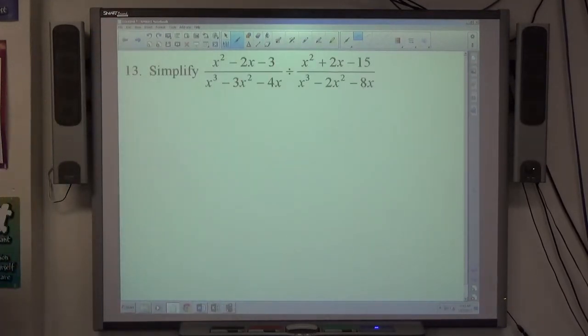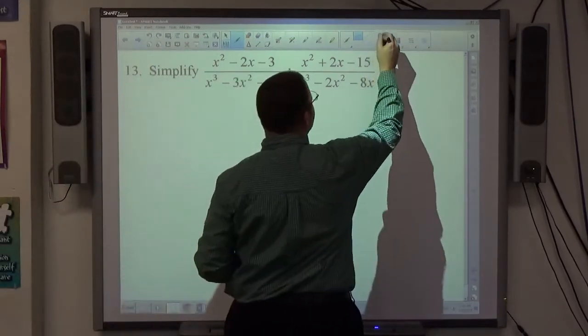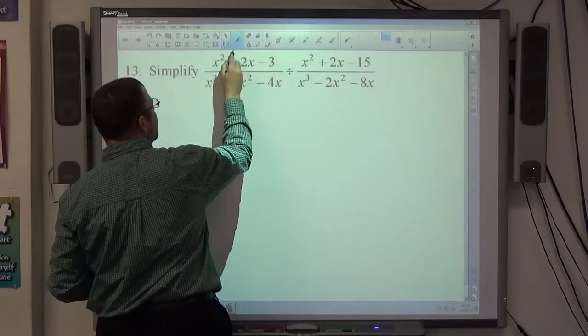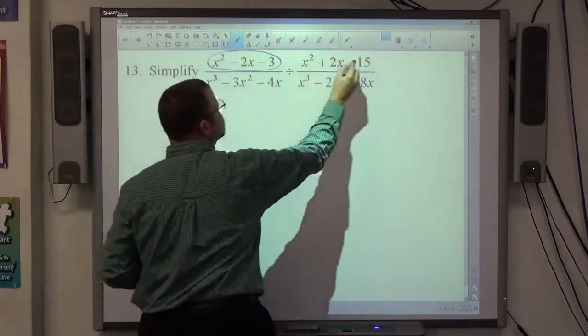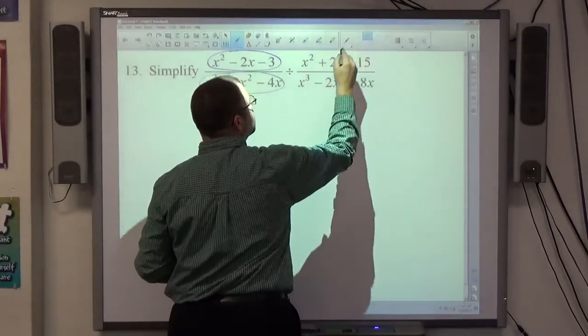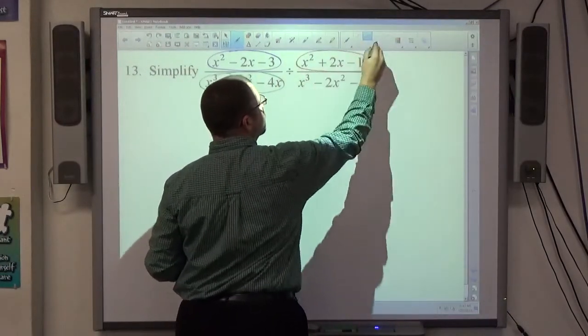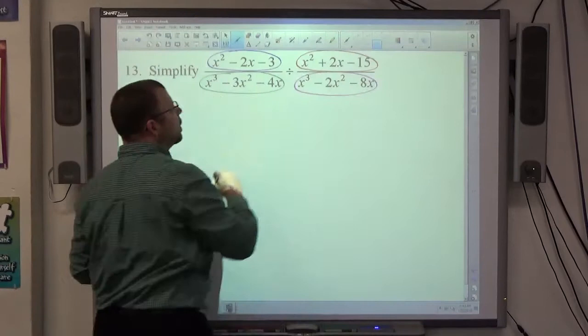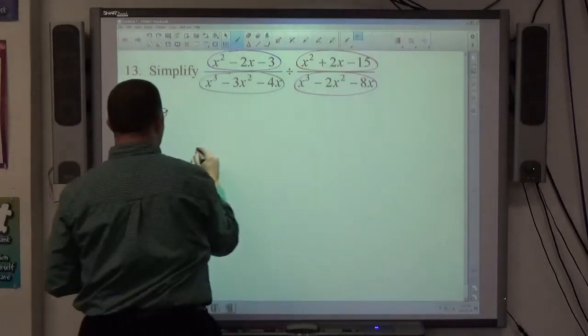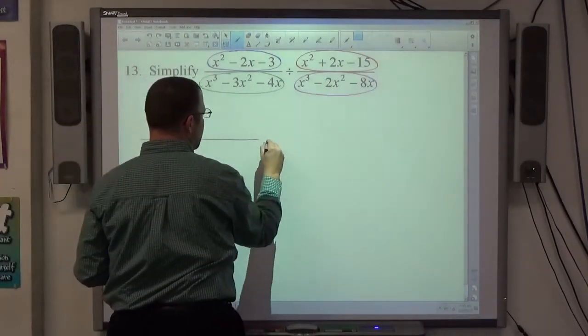Number 13, simplify. We have a division of rational expressions, and first thing I'm going to do is rewrite this problem as a multiplication. And if you look at the two objects circled in green and purple, they both have an x cubed in them, so I'm going to take an x out as I rewrite this thing. So the problem itself, I'm going to change from a division to a multiplication.